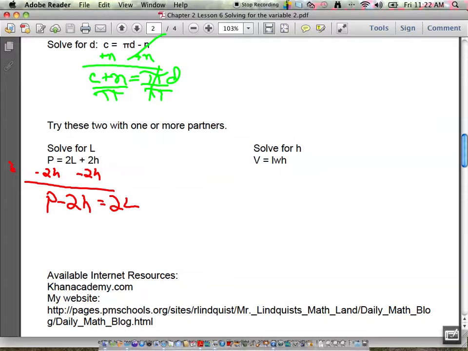Is the L all by itself yet? No, what do you gotta do to get it by itself? Divide by what? Divide by 2. So I get L equals P minus 2h over 2.